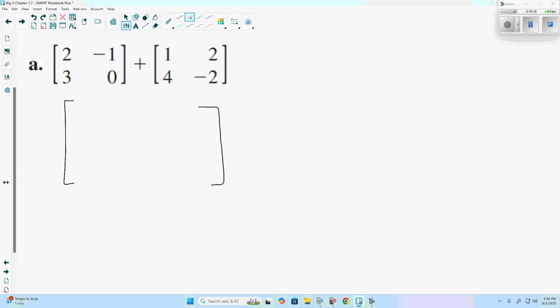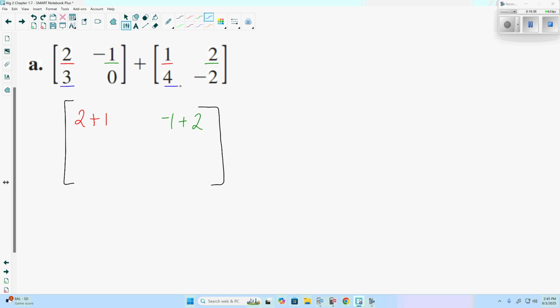And we add and subtract the corresponding elements. So 2's corresponding element is 1, top left, top left. So we would perform the operation in the middle, so we would add. Our next element, negative 1's corresponding element is 2. So we would add those.